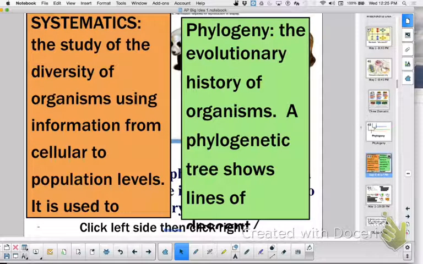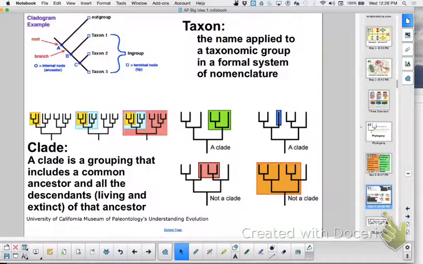So systematics is finding and studying all the different things that you can use to construct the phylogeny. When we construct that phylogenetic tree, you can see it goes from cellular to population level. So you can look at characteristics of the cell, right? You can look at the DNA, you can look at the proteins, you can look at the anatomy, in order to come up with your phylogenetic trees.